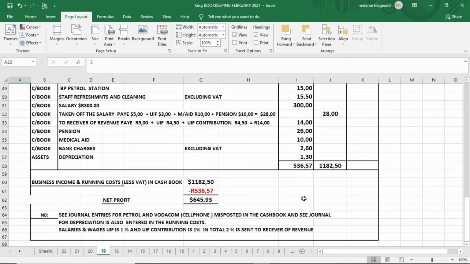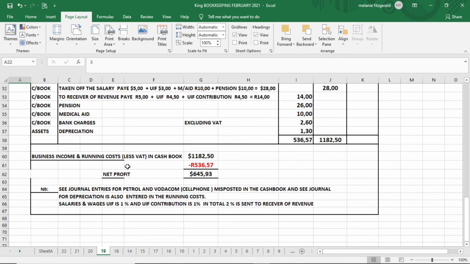Okay, business income and running costs, less VAT in the cash book, $1,182.50 minus this amount over here, the debit side, $536.57 gives us a net profit of $645.93. Very important. See journal entries for petrol and Vodacom cell phone misposted in the cash book, and see journal for depreciation, which is also entered in the running costs. Okay, we also put it there in the running costs.